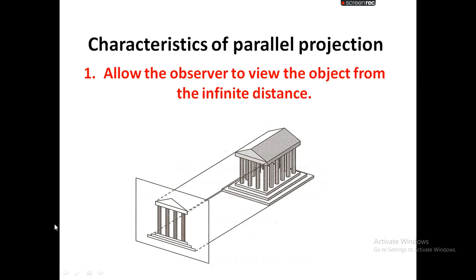If you move this projection plane an infinite distance from the building or from the object, these projection lines are always parallel to each other, irrespective of the distance between the projection plane and the object. So this is the first characteristic of parallel projection.